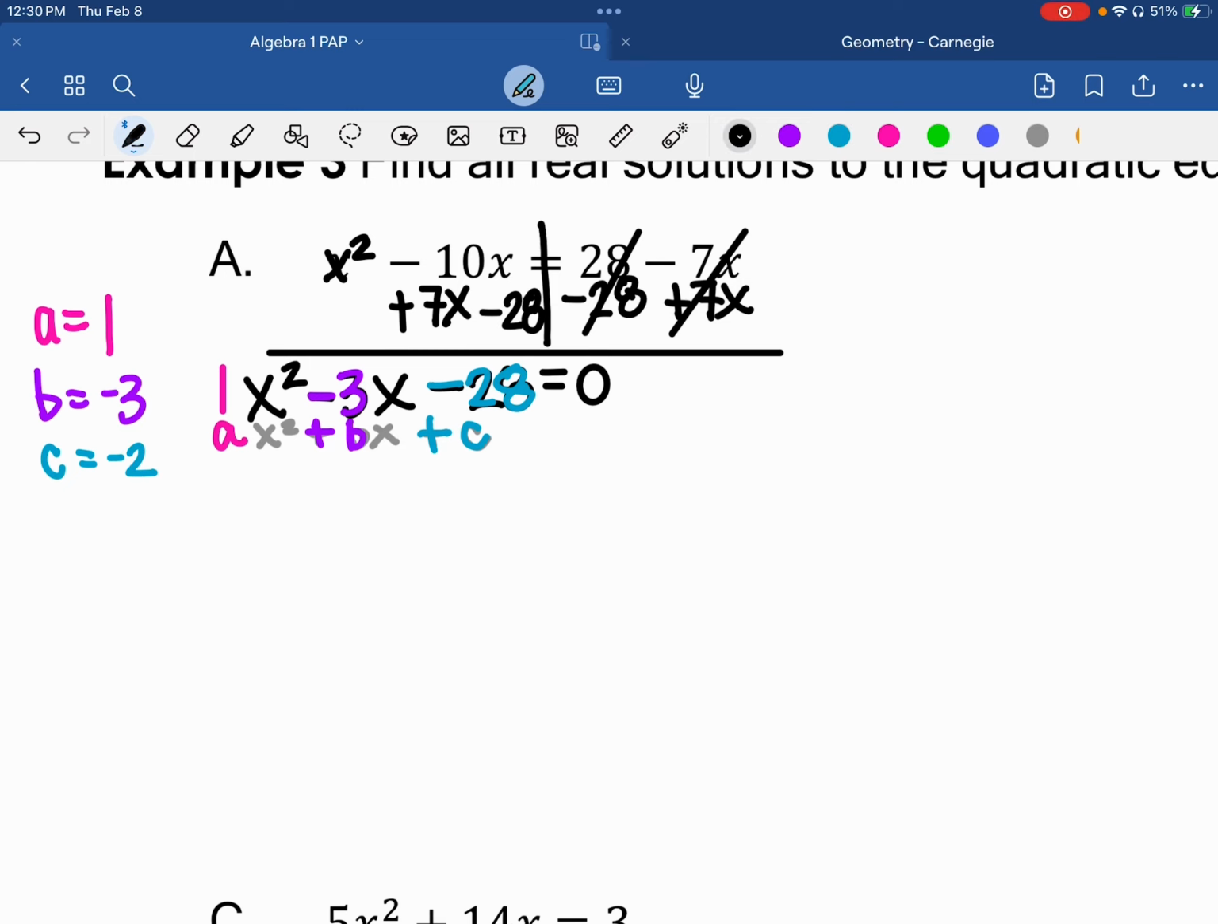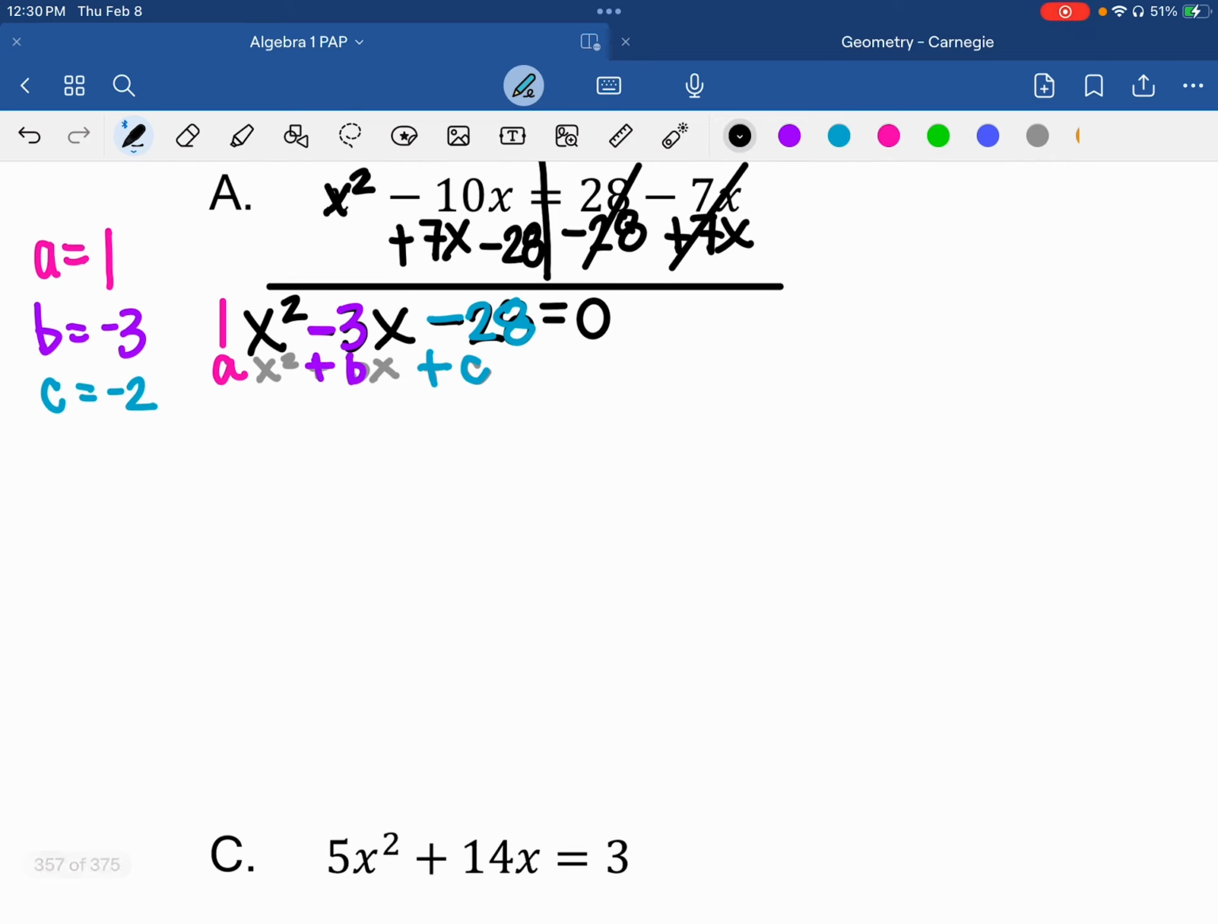All right, now I'm ready to go ahead and factor. I'm going to use my X method to do so. So let me go ahead and make my X. At the top of my X, I am always going to multiply the A number times the C number every single time. So 1 times -28 is -28. And down here on the bottom is where I'm going to put my B term, which is -3. Okay, I just placed them.